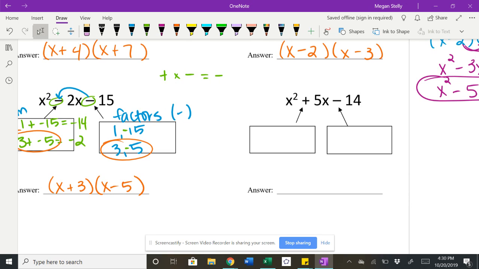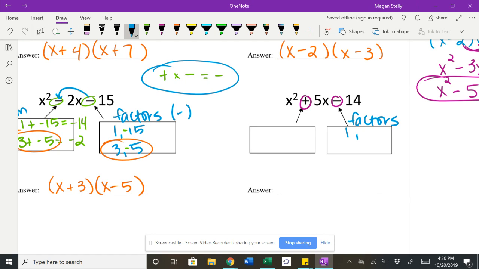Our next example, our middle number is positive, our last number is negative. And so this same rule right here applies, that a positive times a negative is a negative. So let's just start by listing the factors. 1 and 14, 2 and 7. Now when we think about the sum here needing to be a positive number, a bigger positive number and a smaller negative number is going to add up to a positive number.